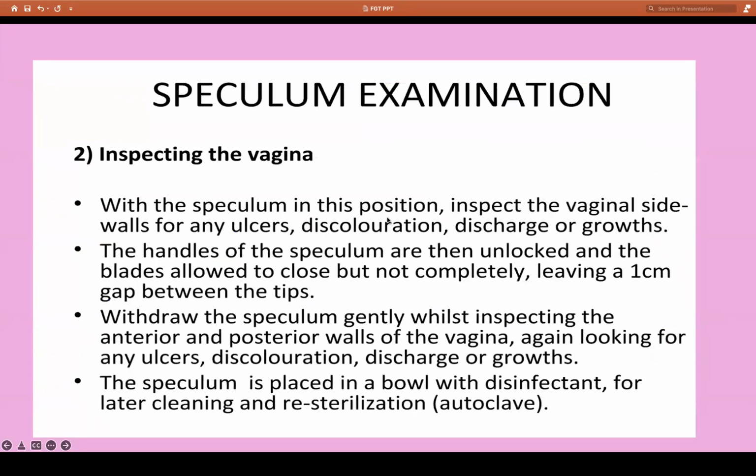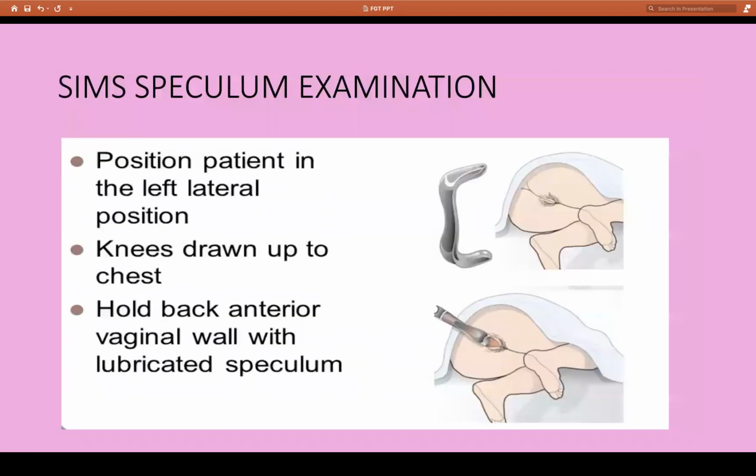So again, we finish with the cervical examination. Now come to inspection of the vagina. With the speculum in position, while you are removing it, you can see on the sides the vaginal wall, skin color, discoloration, discharge, and any growths in the vagina. While you are withdrawing the speculum, gently inspect her anterior and posterior vaginal walls as well for any changes, and you have to mention it in the notes.